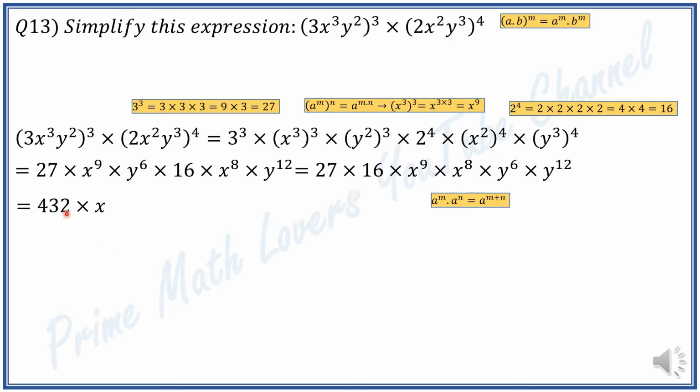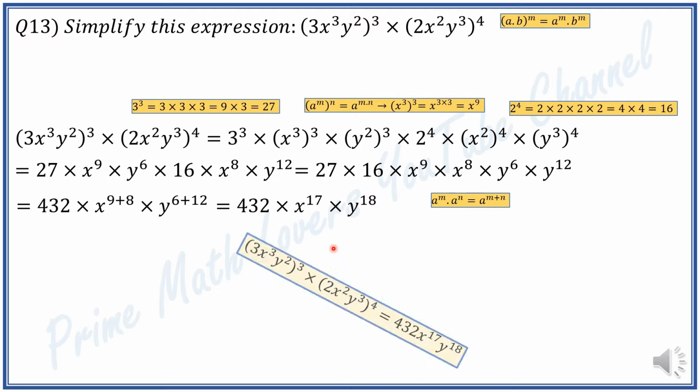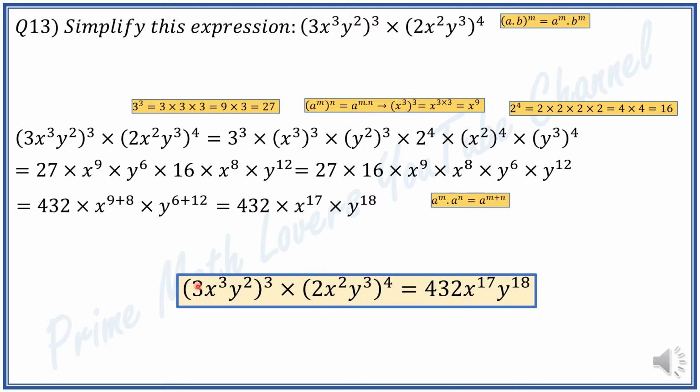27 times 16 will be 432, and we apply this rule. It will be x to the power of 9 plus 8 and y to the power of 6 plus 12, or 432 times x to the power of 17 times y to the power of 18. 9 plus 8 is 17, and 6 plus 12 is 18. So we solve the question, and our expression is equal to 432 x to the power of 17 y to the power of 18.